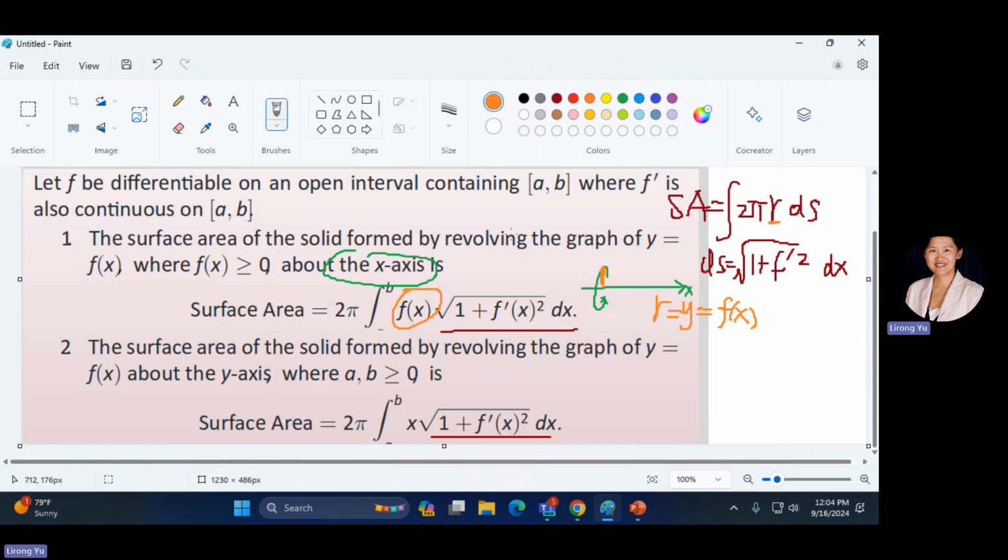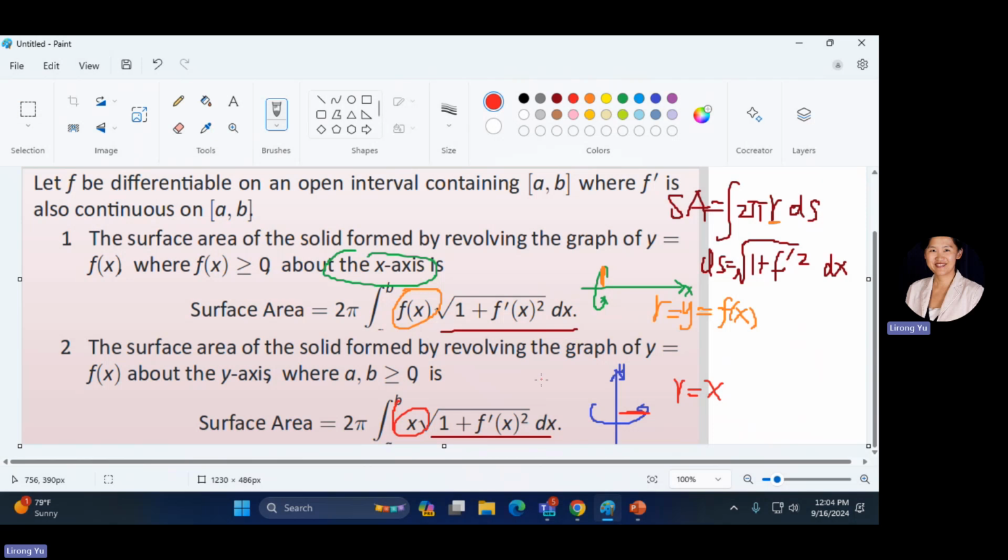A second scenario is what if we revolve about y-axis? If we revolve it this way, what's our radius? It's this. Since the axis of symmetry is vertical, and the radius has to be horizontal, it's going to be the x value. So in this case, our radius is our x value.